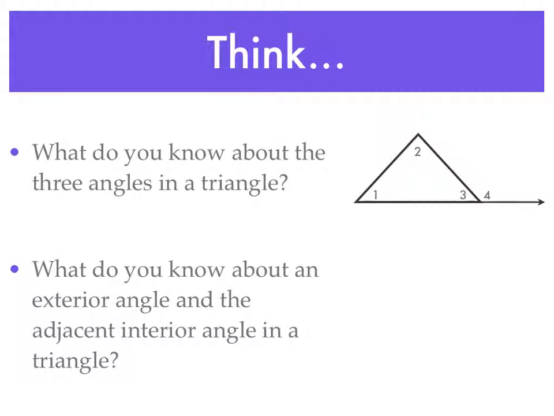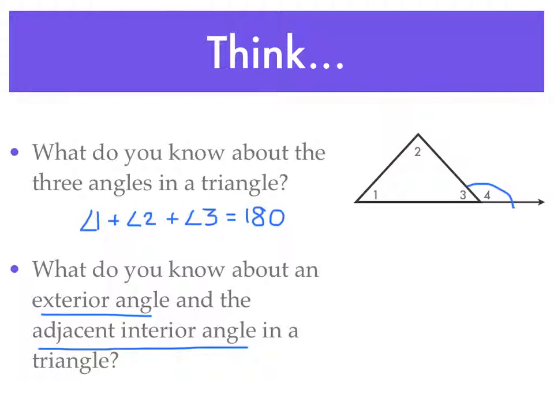Okay, so what do you know about the three angles in a triangle? They equal 180, right? So using this picture, I could say angle 1 plus angle 2 plus angle 3 is equal to 180. Okay, so I know that. This next question is worded kind of funny, but just so you can see what I'm talking about. What do I know about the exterior angle, which is angle 4, and the adjacent interior angle, so the interior angle that's right next to it? What do I know about 3 and 4? They also equal 180.